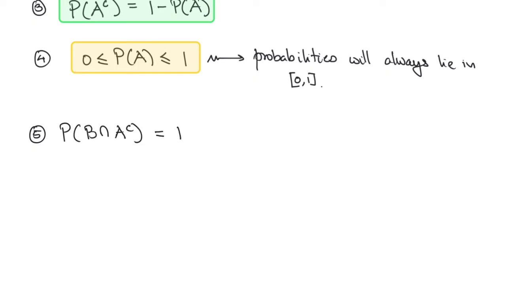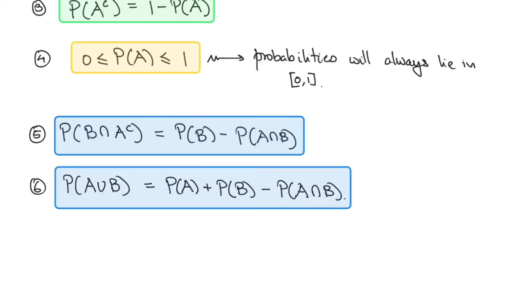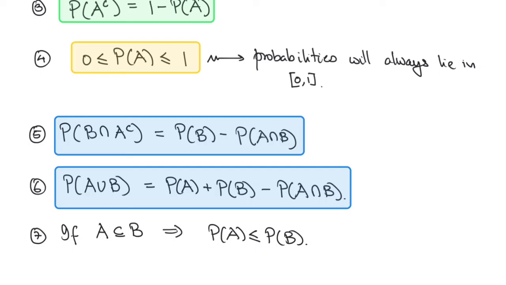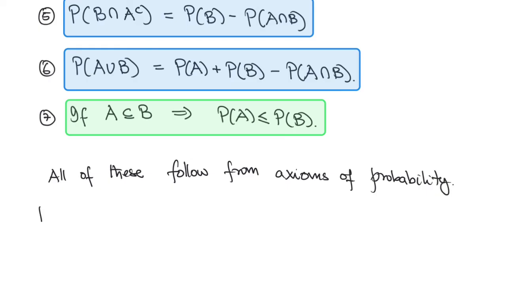We will have that the probability of B intersect A complement would be the probability of B minus the probability of A intersect B. And an important equation being that the probability of A union B is going to be the probability of A plus the probability of B minus the probability of the intersection of A and B. And finally, the probability of A will always be less than or equal to the probability of B if we know that A is a subset of B. All of these properties follow very easily from the axioms of probability. However, let's work out a couple of examples.